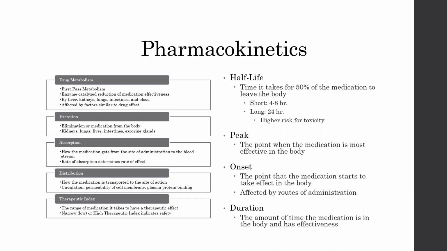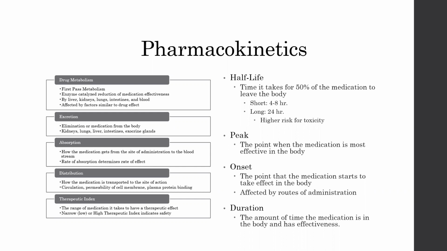In drug metabolism, an enzyme catalyzes the reduction of medication effectiveness. It is mostly done by the liver, but can also be done in the kidneys, the lungs, the intestines, and the blood. And the factors that affect drug metabolism are very similar to the factors that affect a drug's effectiveness.